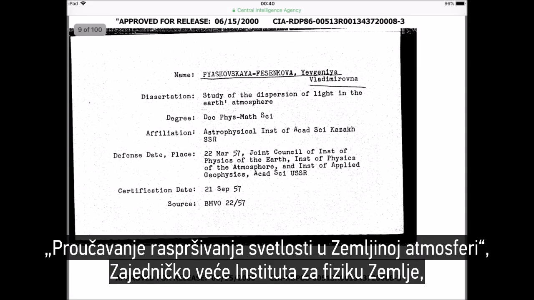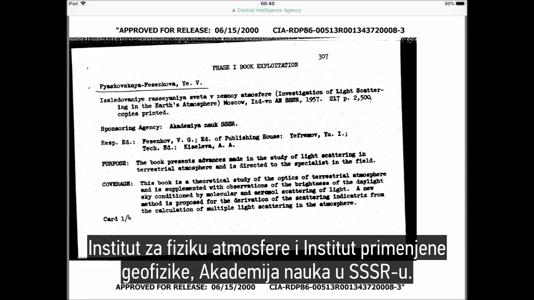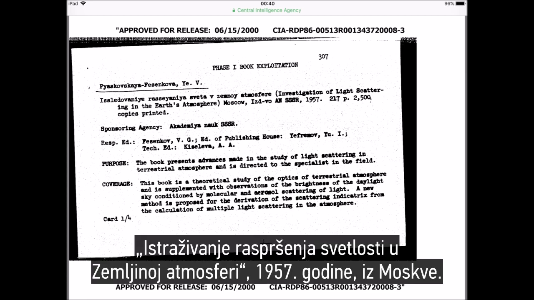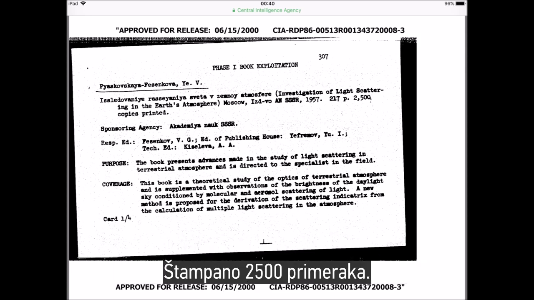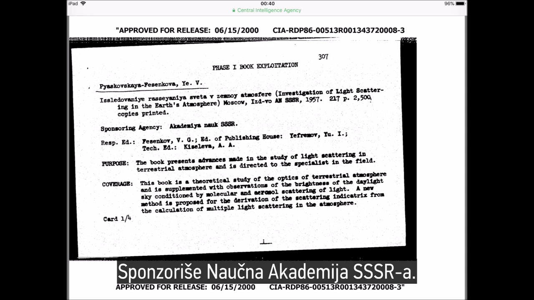Study of the dispersion of light in the Earth's atmosphere. Joint Council of Institute of Physics of the Earth, the Institute of Physics of the Atmosphere, and Institute of Applied Geophysics, the Academy of Sciences in the USSR. You can't get any higher up, scientifically. Investigation of light scattering in the Earth's atmosphere, 1957, from Moscow. 2,500 copies printed. Sponsored by an academy of the USSR, the Scientific Academy.